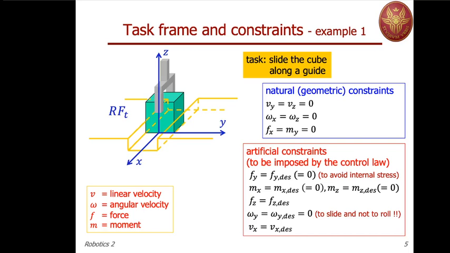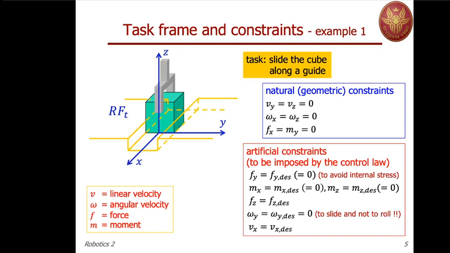And similarly, we would be free to rotate the cube around the y-axis, so we can specify an angular speed, omega y desired, but since we would like to execute exactly the task by sliding the cube, we will set this value to 0. So we are free to choose any desired value, but in order to perform the task correctly, the reference should be 0 angular velocity around the y-axis.